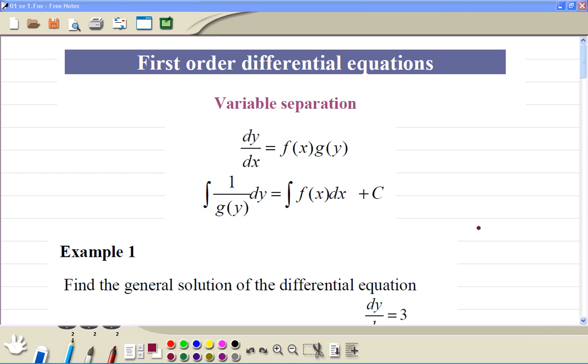First order differential equations, variable separation. If you have an equation of this type, dy/dx is equal to a function of x times a function of y, we can separate these two variables x and y. The function of y will go with dy and the function of x is written next to dx. Then you integrate both sides. Then we add the arbitrary constant, normally on one side, just the right hand side.